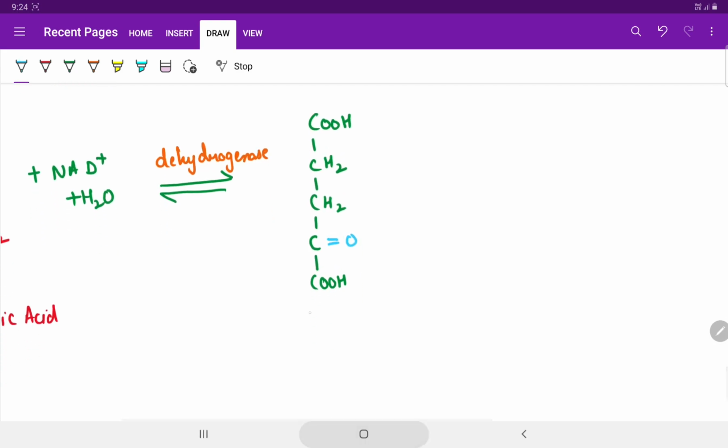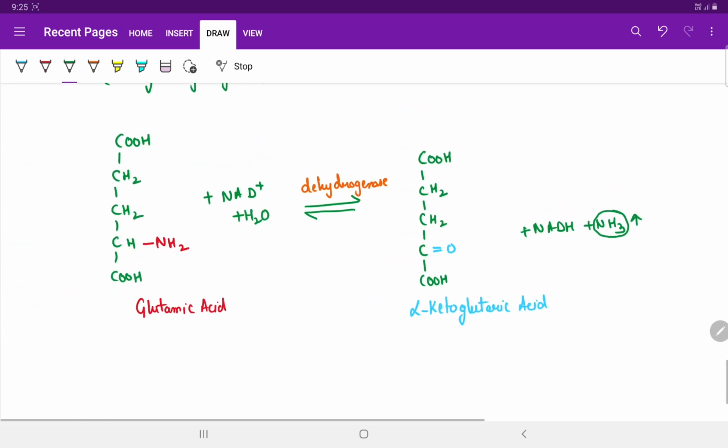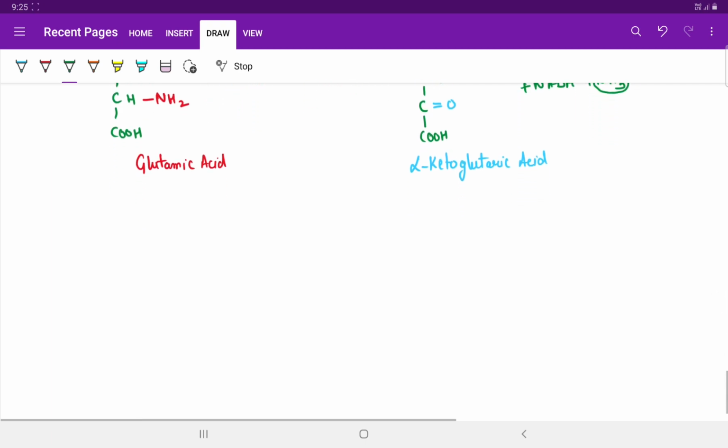Now this is the structure of alpha ketoglutaric acid. This is the formation of keto acids, and ammonia is liberated from it. So this is the general example of deamination by dehydrogenase enzyme, and similarly an oxidase enzyme is also acting on glycine molecule. So we shall be discussing another example, by glycine oxidase.